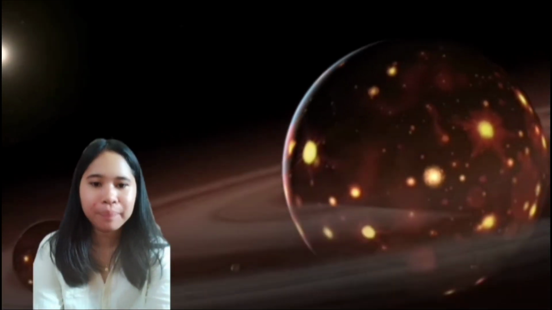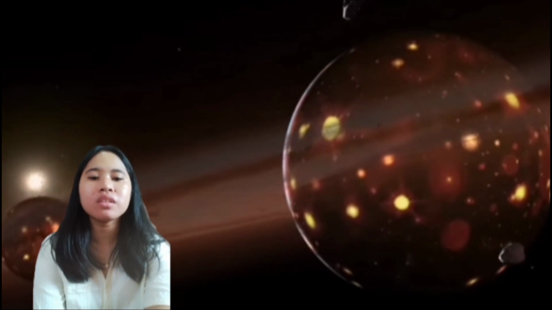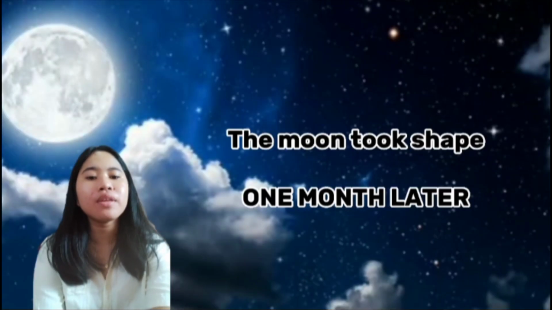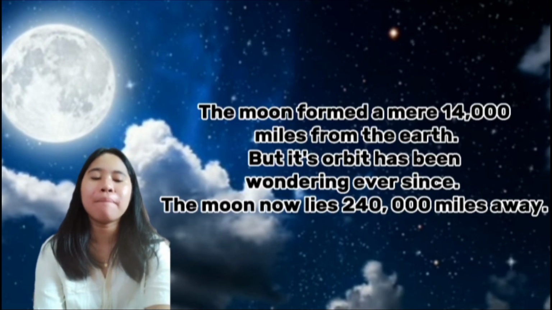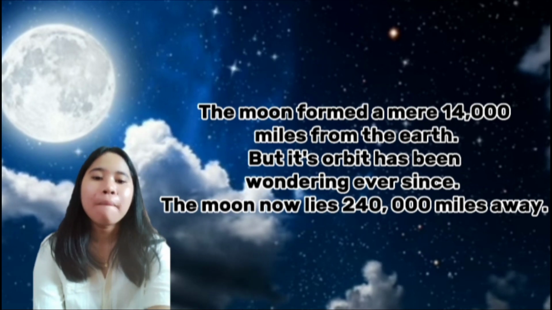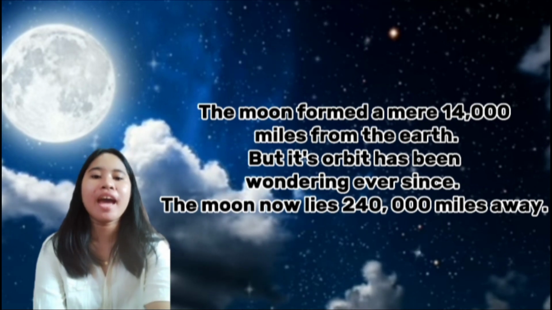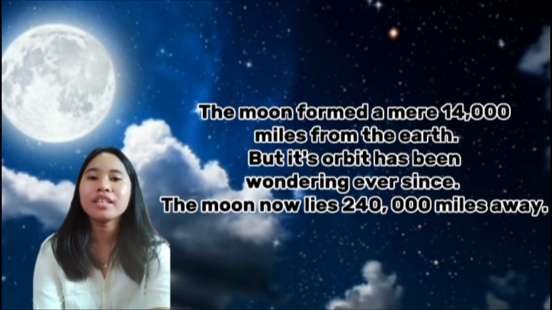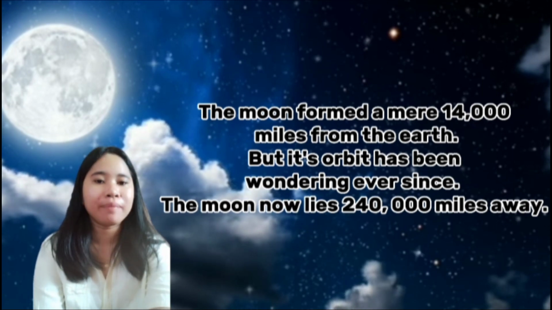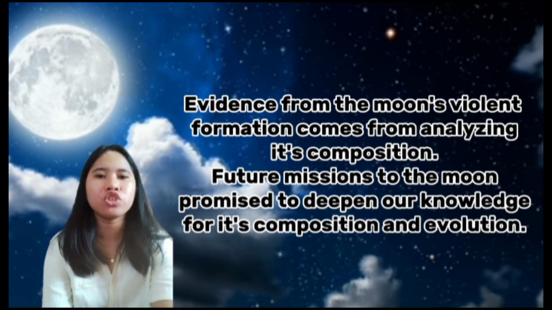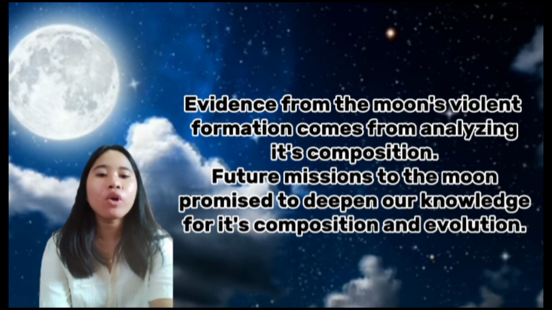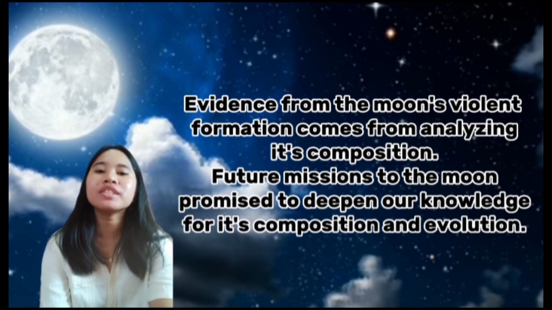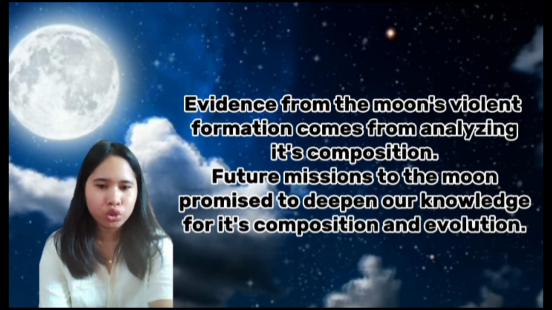The collision sprayed molten rock into orbit around the Earth. As the rock cooled, it formed larger and larger clumps until the moon took shape just 1 month later. The moon formed a mere 14,000 miles from the Earth, but its orbit has been wandering ever since. The moon now lies 240,000 miles away. Evidence from the moon's violent formation comes from analyzing its composition. Future missions to the moon promise to deepen our knowledge of its composition and evolution.